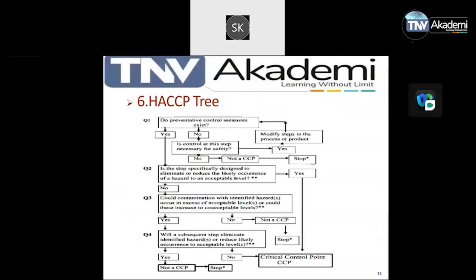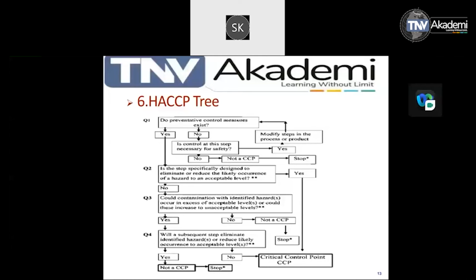So here's a HACCP tree through which our CCP can be identified. In the HACCP tree, we take some preliminary questions, because you can't assume that every step is a CCP or every step is an OPRP. You have to conduct a questionnaire-based analysis. On the basis of all these questions, you can identify which one is your CCP and which one is not a CCP.